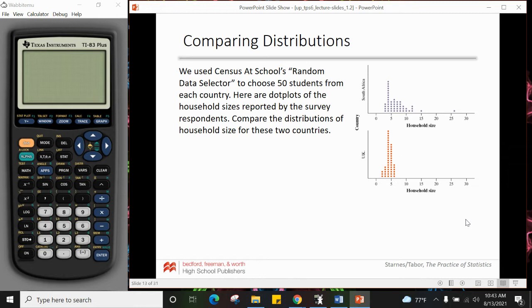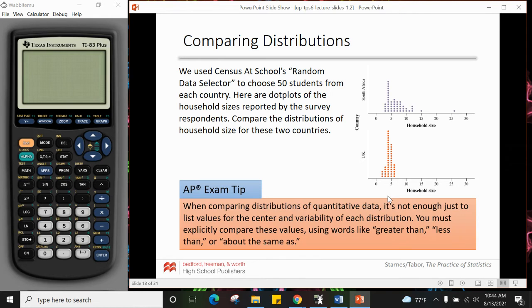So we use Census at School's random data selector to choose 50 students from each country. Here are dot plots of the household sizes reported by the survey respondents. Compare the distribution of household size for the two countries. So there's the data. So let's go ahead and compare.